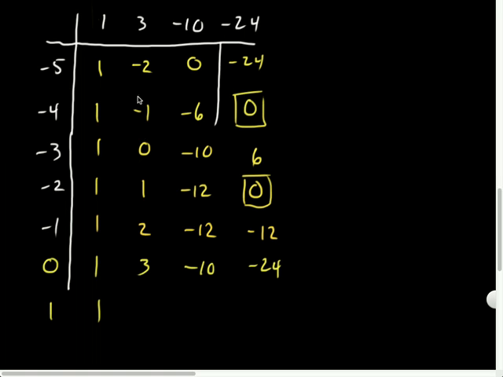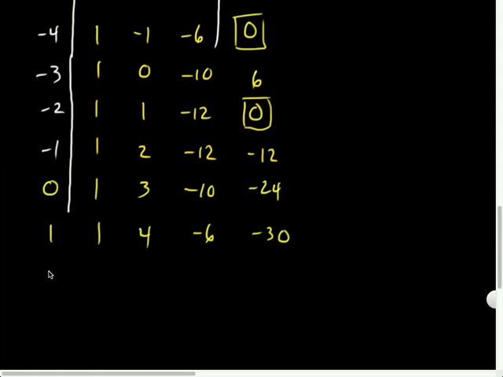So here we go. Bring down the 1. 1 times 1 is 1, plus 3 is 4. 1 times 4 is 4, plus -10 is -6. 1 times -6 is -6, plus -24 is -30. Oh man, guys. All right, what are we going to find here? We're getting further away. Let's try 2.